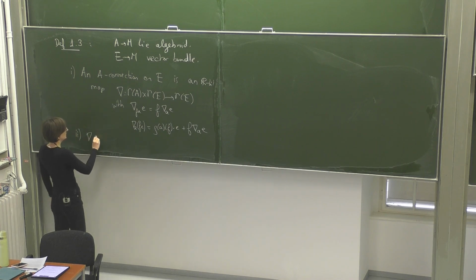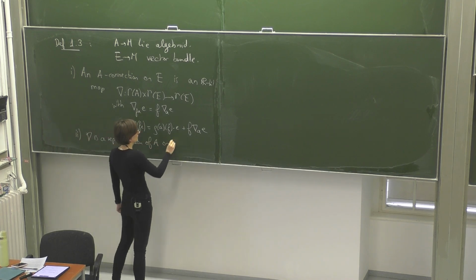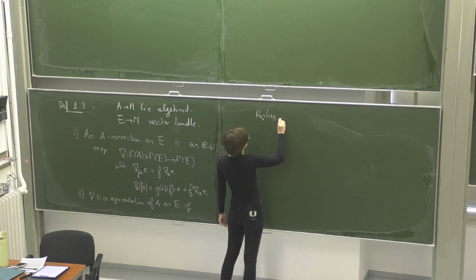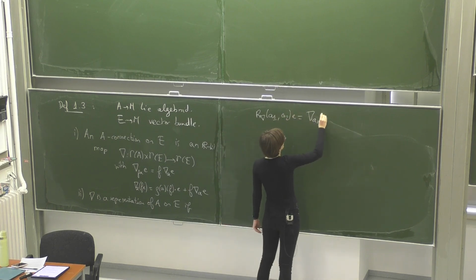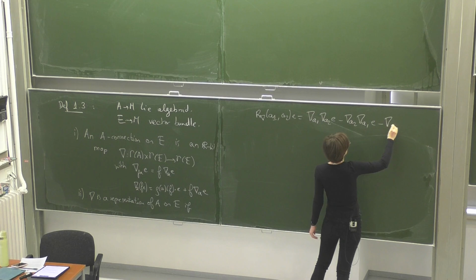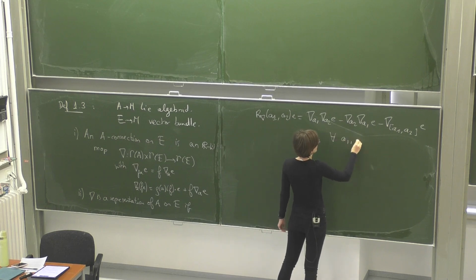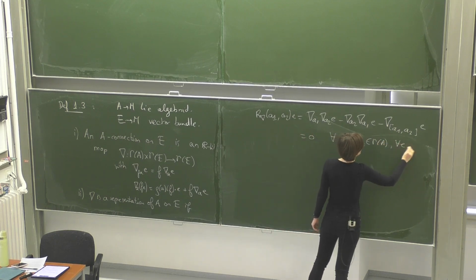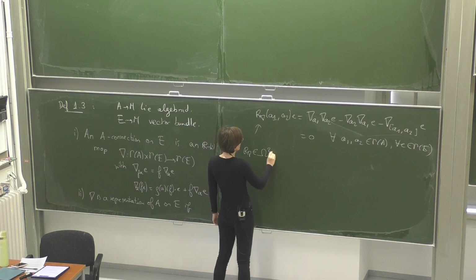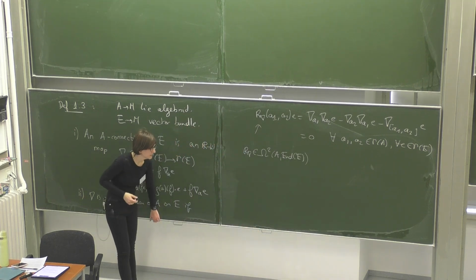So nabla is a representation of A on E if R nabla (A1, A2) E, which is defined by nabla A1 nabla A2 E minus nabla A2 nabla A1 E minus nabla [A1, A2] E, is 0 for all A1, A2 sections of A and for all E. And this is in general a two form on A with values in endomorphisms of E, which is defined by this equation, right?